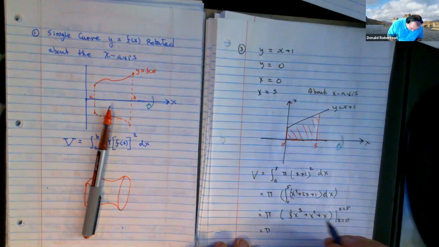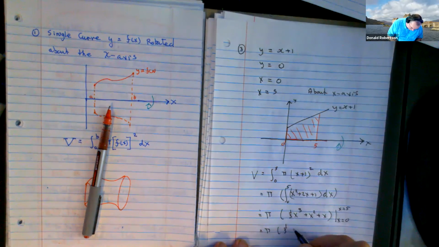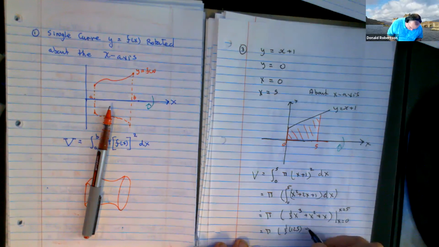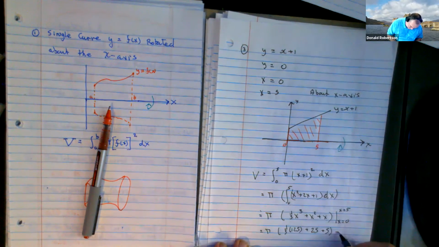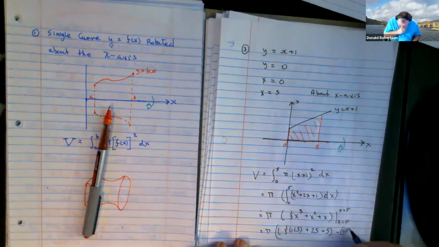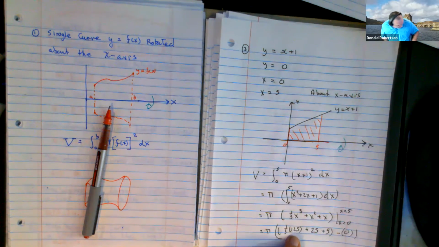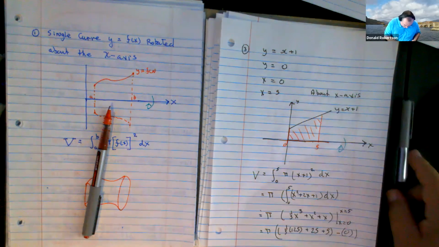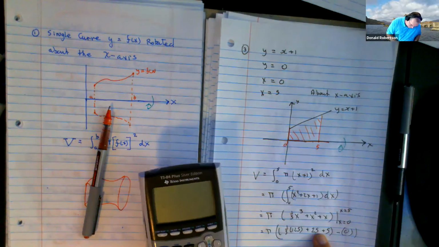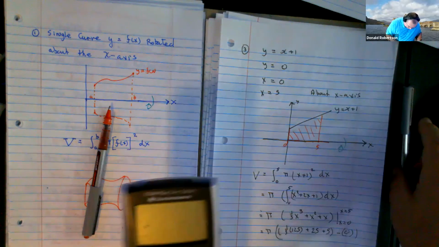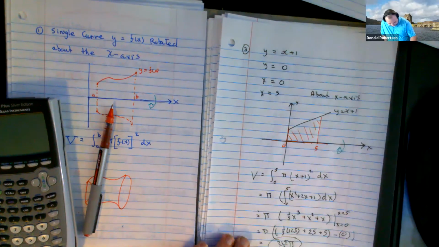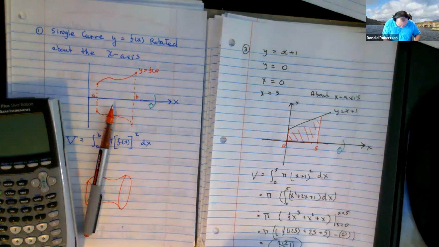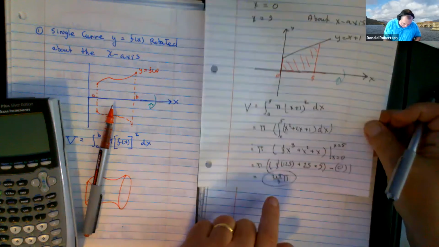If you plug in 5, you get 1/3 times 125 plus 5 squared plus 5. Take away a whole lot of nothings. So that's 125 thirds. Well, 30, which is 90 thirds. 90 plus 125 is 215 thirds. I could do that in my head. There's your answer. The volume of that shape would be 215 thirds pi.